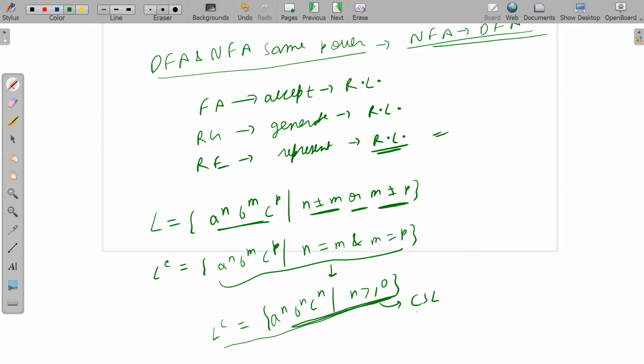So hence, CFLs are not closed under complement operation. Okay. So I hope I have made the point clear. Or you can say like this also. Okay. So, okay. That's it.